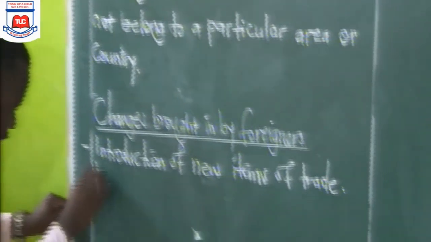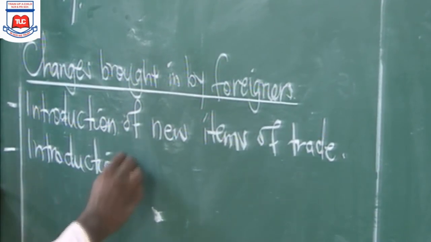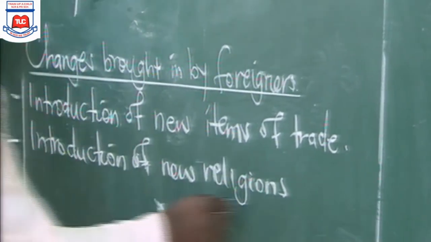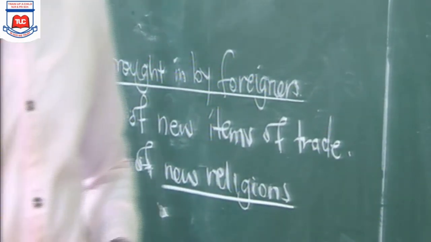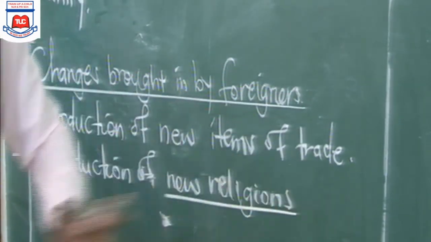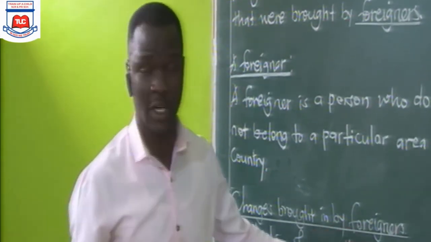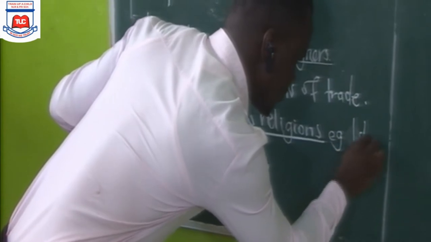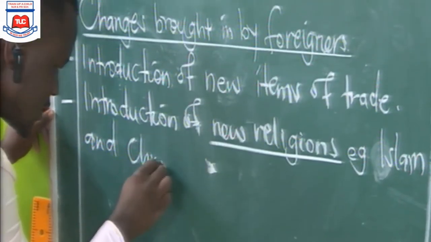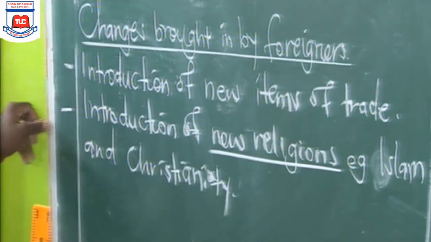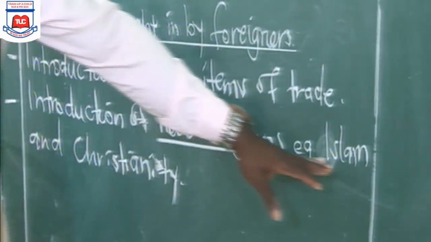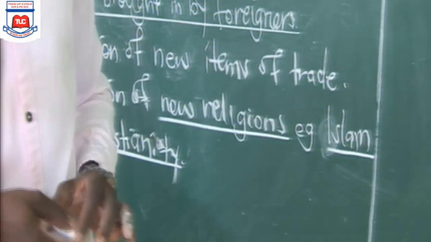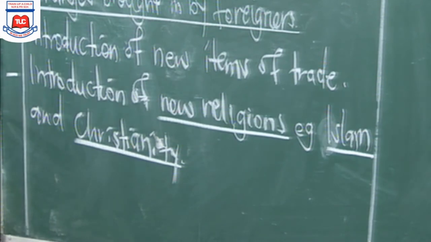Then the other one, we shall be having introduction of new religions. So here we are having new religions coming to Africa which were not existing in Africa. For example, when we talk about the Arabs, time will come when we shall be listing those foreign groups. When we talk about the Arabs, we shall be finding that these religions include Islam and Christianity. So we shall be able to find out that Islam was introduced by the Arabs, then we shall also be having Christianity, which was introduced by the foreigners that we call missionaries. We shall be understanding them in the next few minutes.